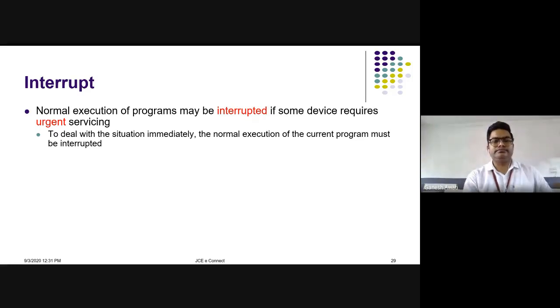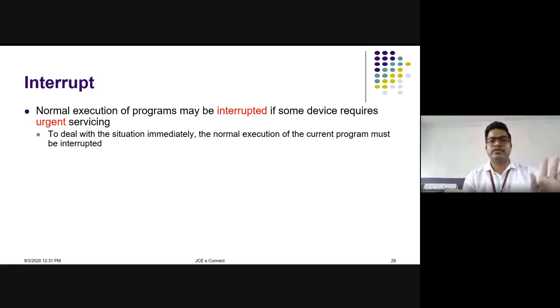Now suppose you are working on a computer, running some program or application, and suddenly your laptop battery is going to die. Your operating system or processor will pop up a window that your battery is only 10%, please put on the charger. Yes or no? Whatever was previously running will stop. Suppose you were playing a video, it will stop that video and pop up that the battery is low. That is an interrupt, because your device required urgent charging. That is one example.